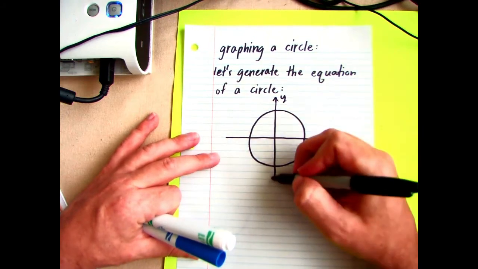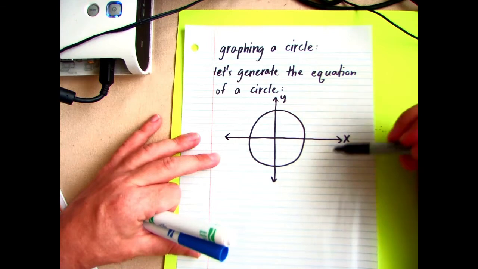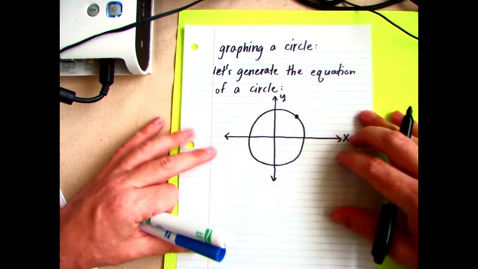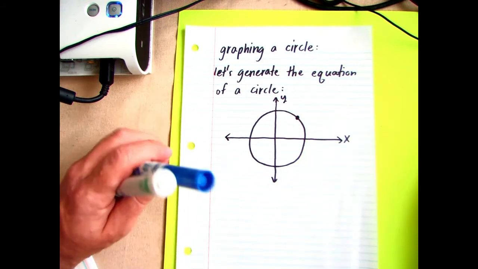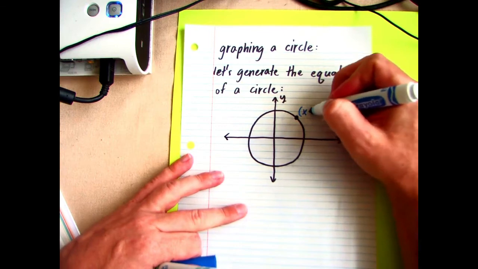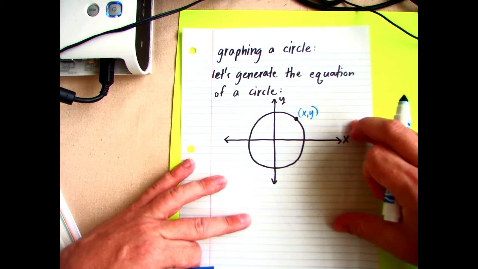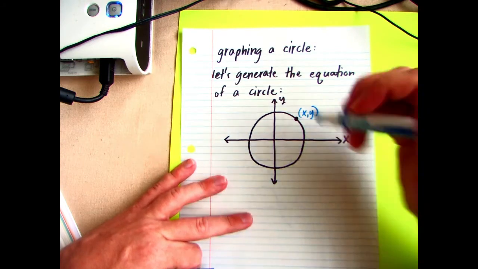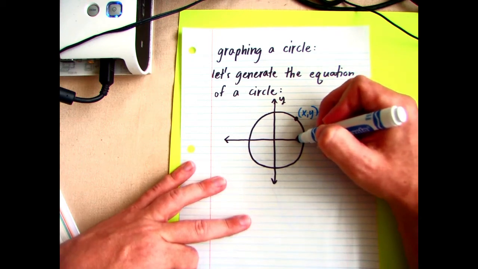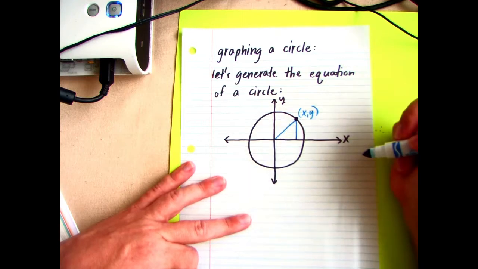So on my notepaper here, I've drawn a circle for you. Still have our XY axes. Let's look at a point. So I'm labeling a point on the circle, and I'm going to label that point x comma y. So let's try to relate x and y in this circle. And to do this, I'm going to draw a right triangle. So I'm going to draw a right triangle using that point on the circle.